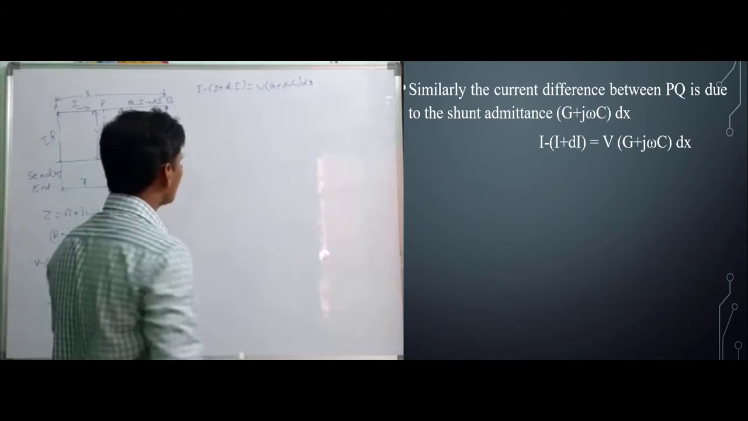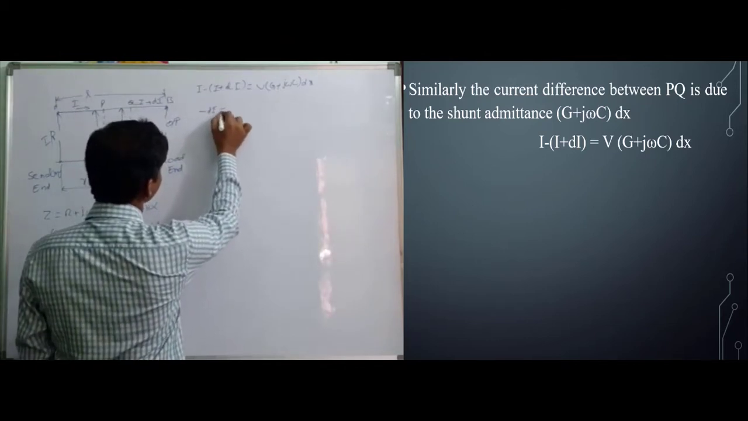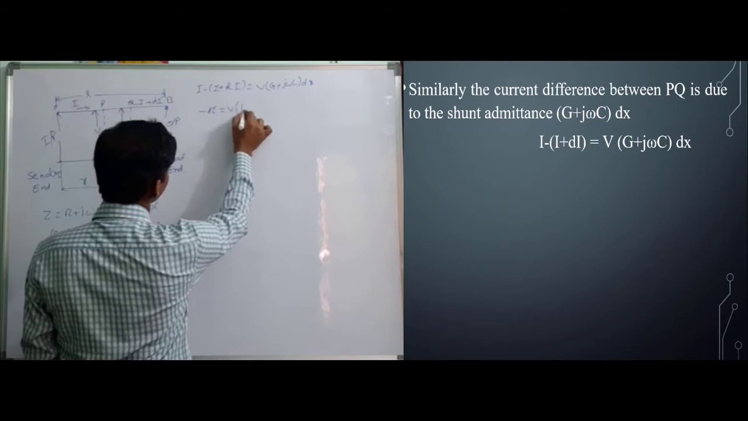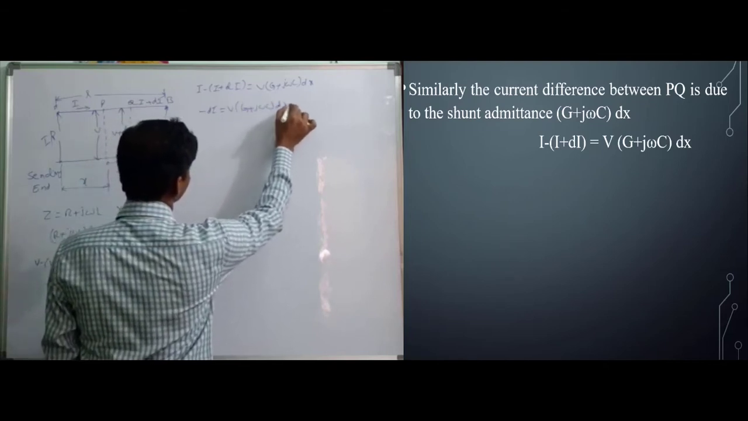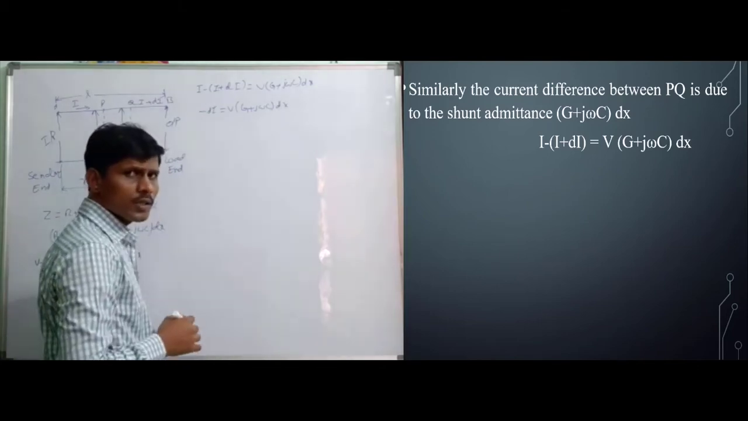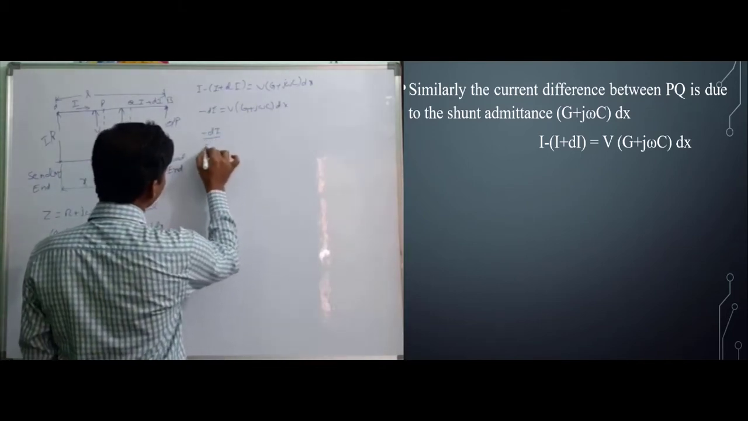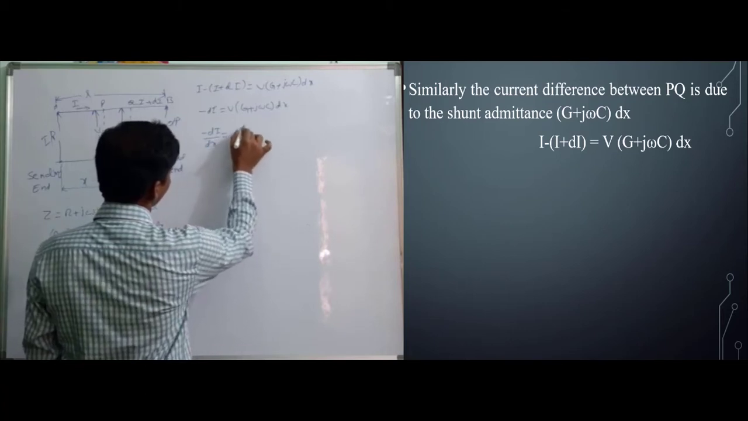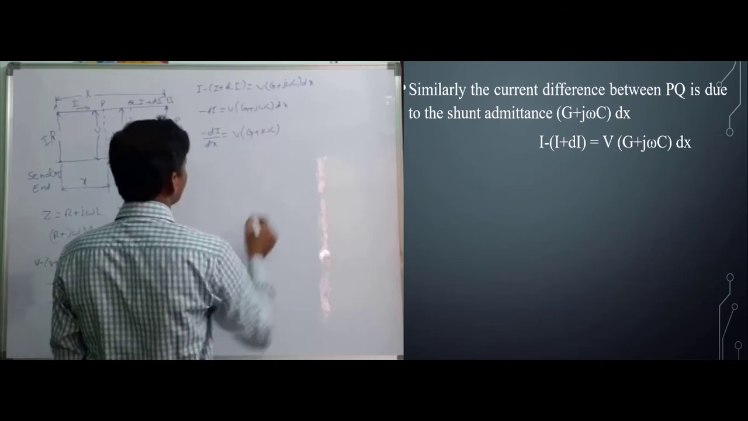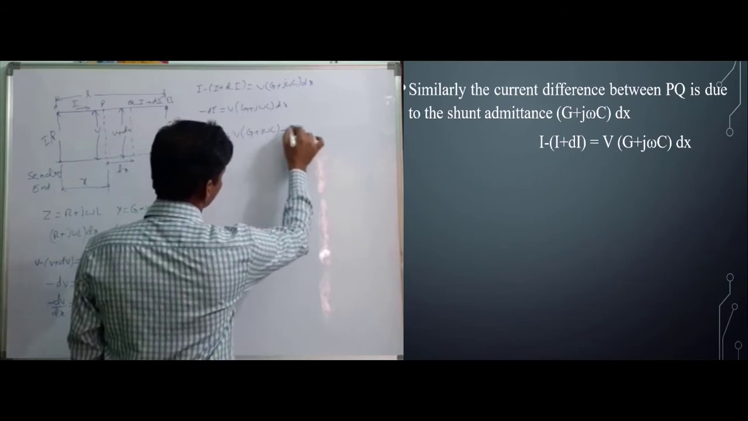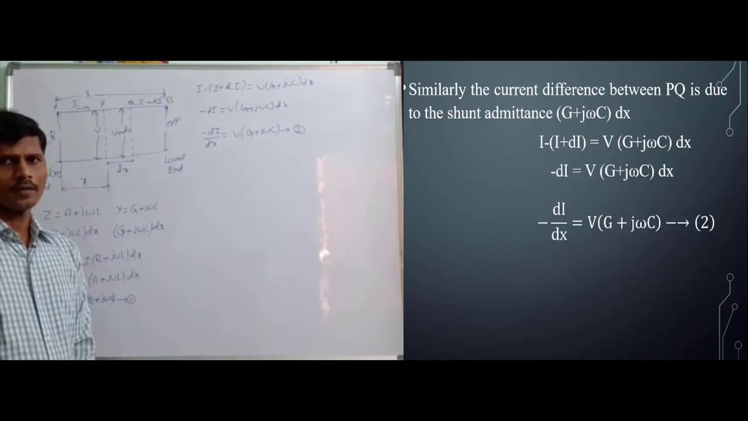On the LHS side, I minus I is cancelled, that is equal to minus dI is equal to V into (G plus j omega C) into dx. Dx is coming to the LHS side, we have minus dI by dx is equal to V into (G plus j omega C), and this is considered as equation 2.